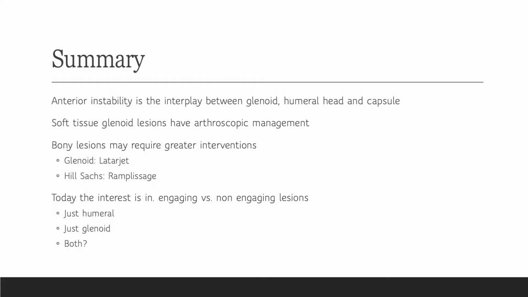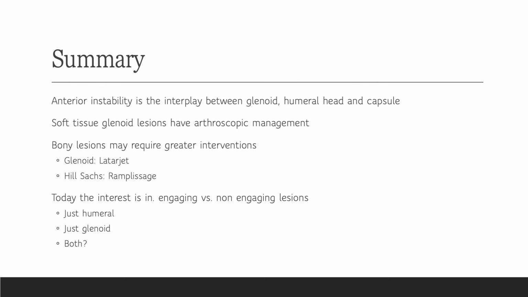So in summary, anterior instability is the interplay between glenoid, humeral head and capsule when the humeral head dislocates anteriorly in relation to the glenoid. Soft tissue glenoid lesions, I will have arthroscopic management. MRI is excellent in helping you to describe, differentiate and identify the extent of these soft tissue lesions, whether you talk about the Bankart, the Perthes, the ALPSA, the GLAD, as well as the HAGL lesion. Bony lesions may require greater interventions.